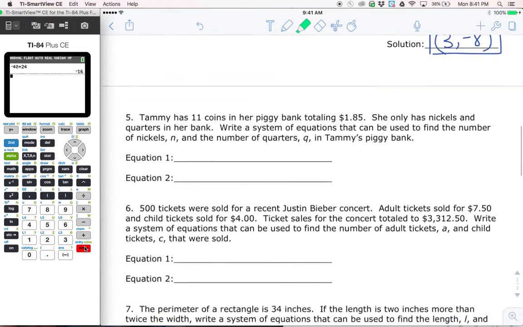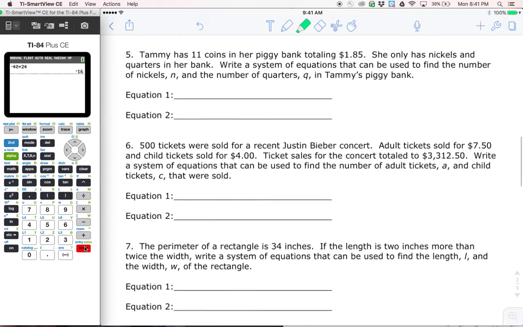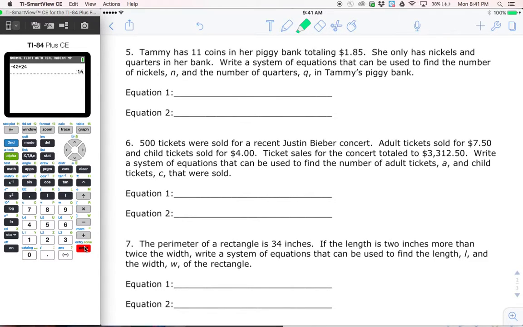All right. Problems 5, 6, and 7, we are not solving. We are just writing systems. Okay, we are not solving, we are just writing systems. Now I'm looking at the first 2. Let's look at problem 5 here. And we're dealing with money.